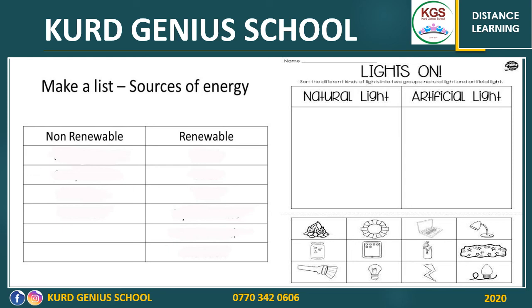And right here you have light. We have 2 sources of light: natural light sources and artificial light sources. Natural means they are found naturally in nature, but artificial means man-made or human-made types of light.